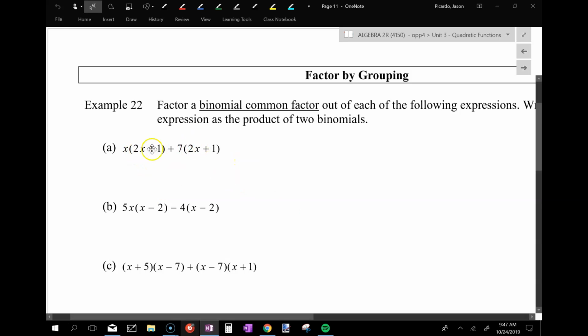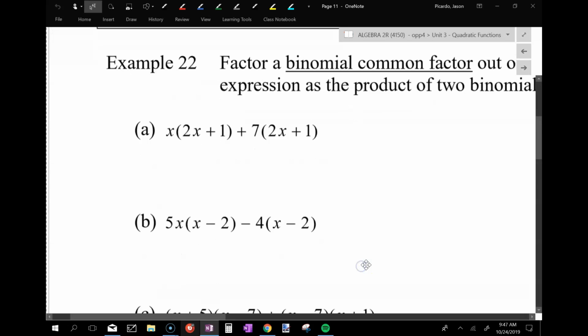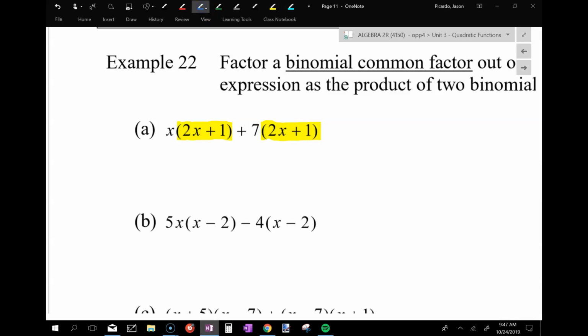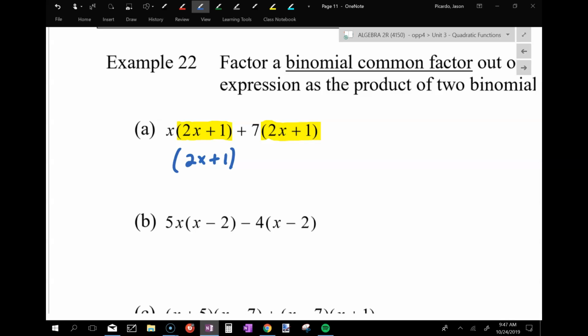If you look at these 2 terms, do they share anything in common? 2x plus 1. So what I'm going to do is I'm going to factor a 2x plus 1 out of both. All right. Kind of like a GCF, right? Not kind of, it is. It's a greatest common factor.